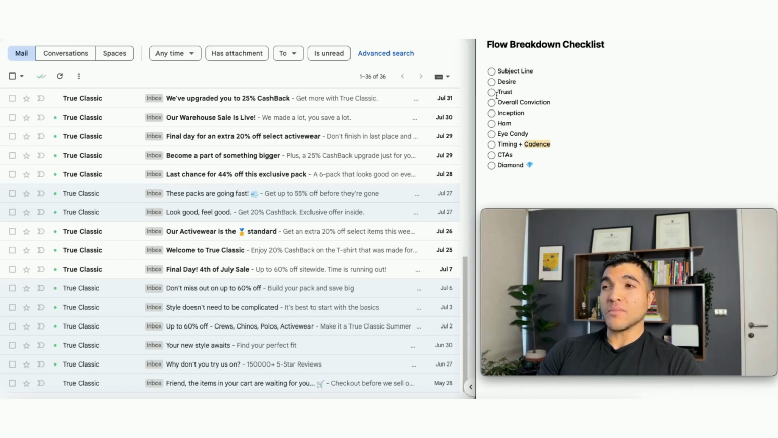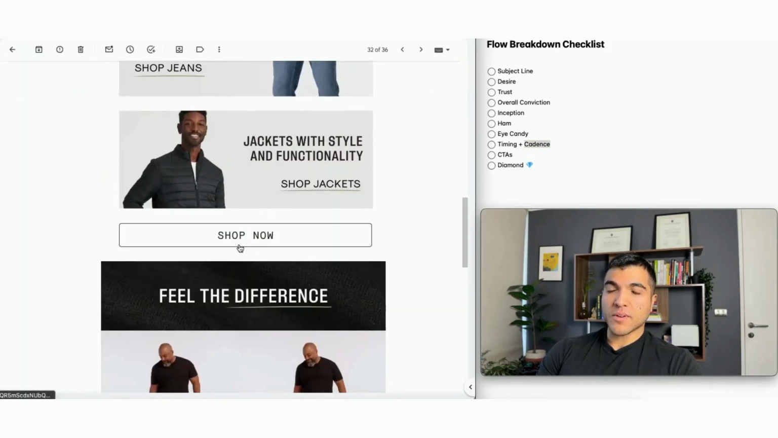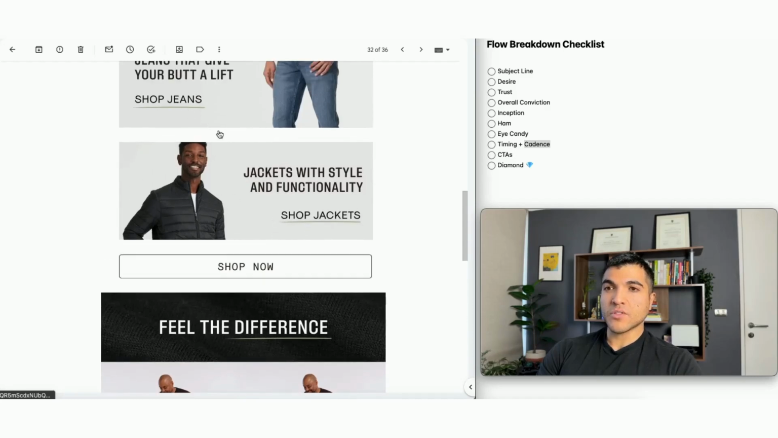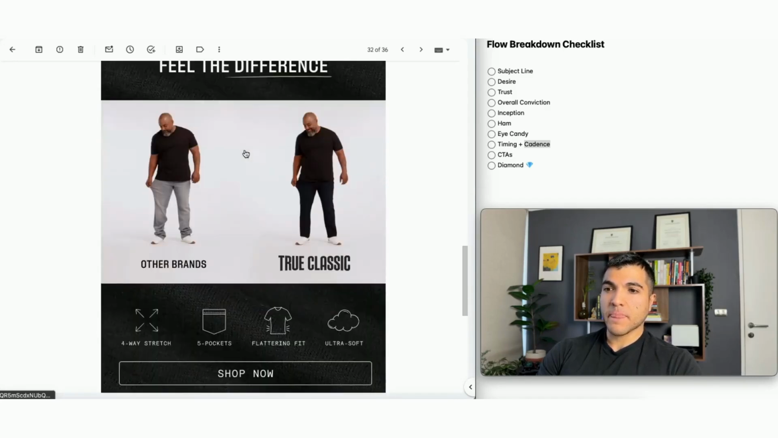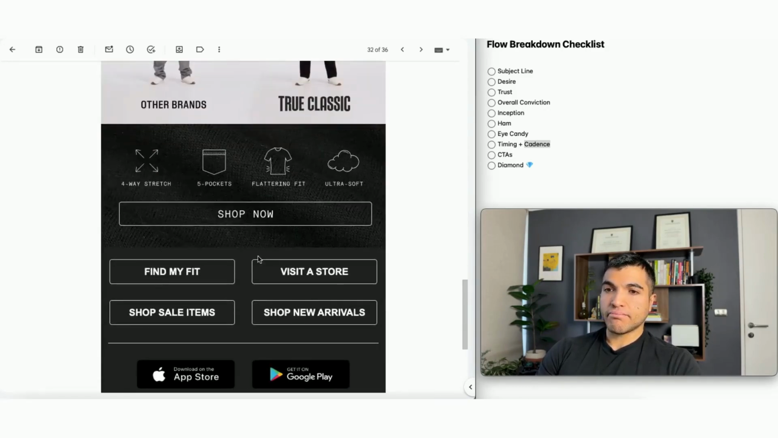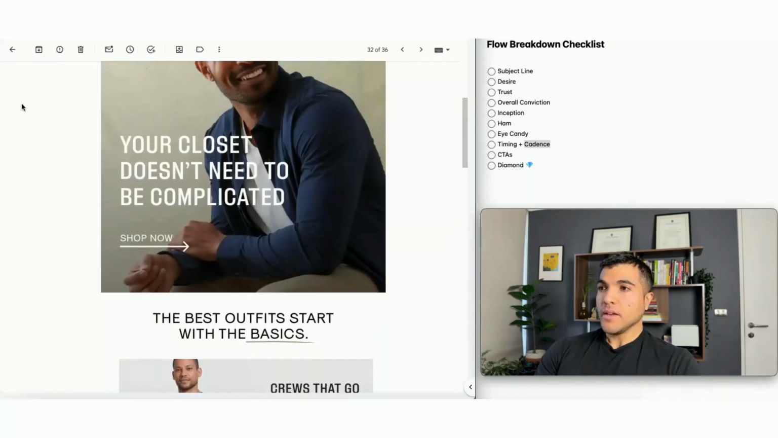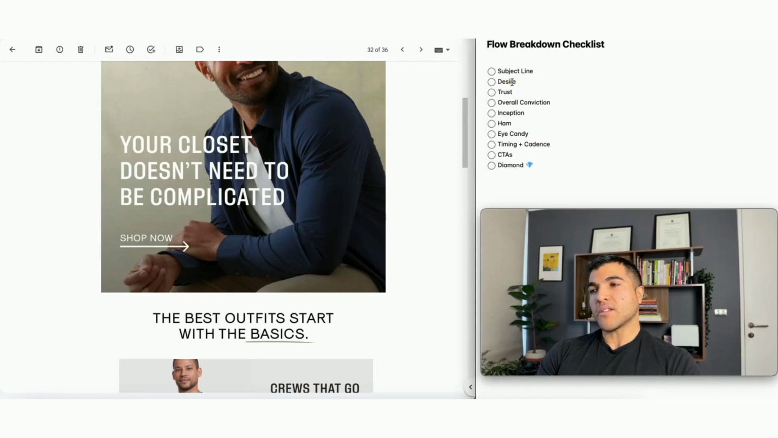We're sending really good emails. And the call to actions finally. Well, they are super straightforward as they have to be. Shop jeans, shop jackets, shop crews. So this is fine. Yeah, this is fine for this type of flow. And do I see any diamond email? Not much. I'm missing a lot of the desire building part of the emails.